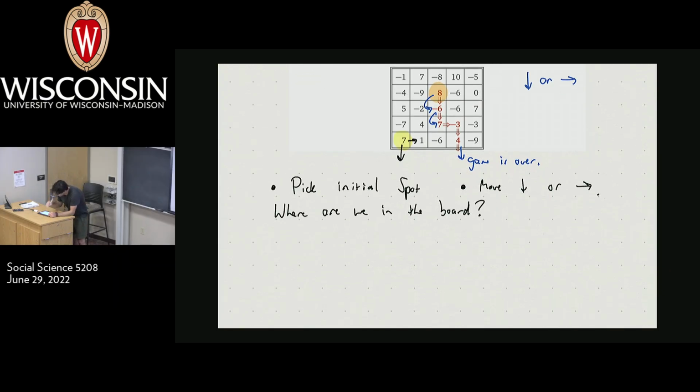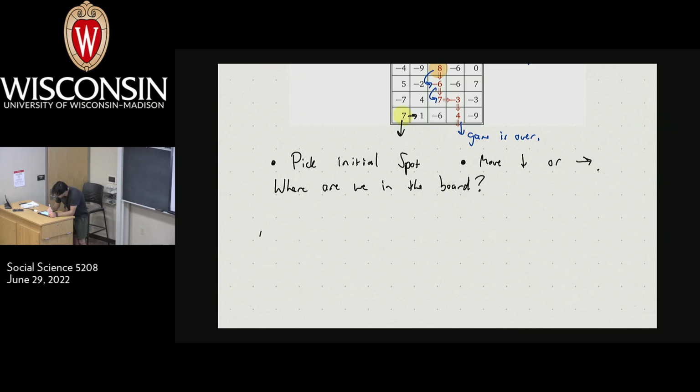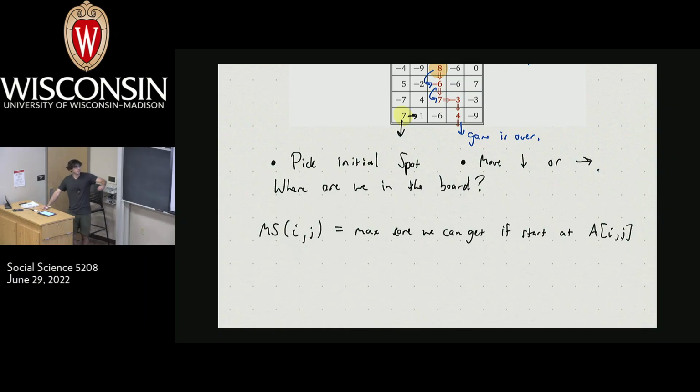So let's define max score of ij to be the max score we can get if we start at aij. So that's the problem we want to solve. And then let's say we've solved this problem. Then how do we solve the overall problem?